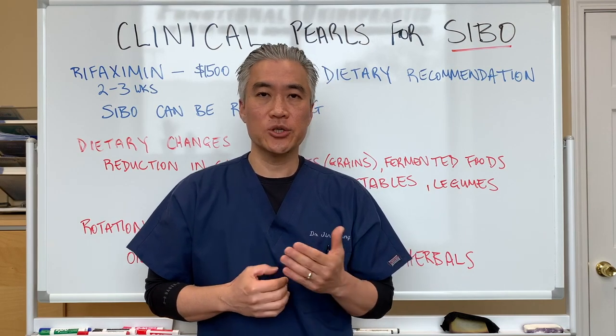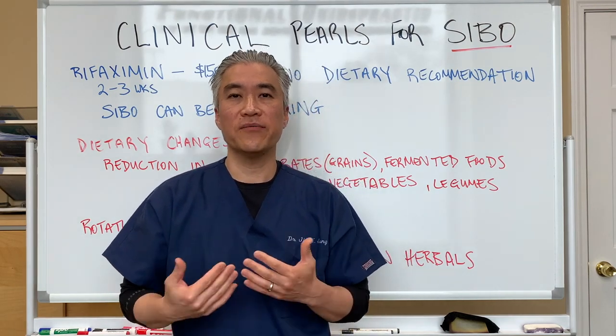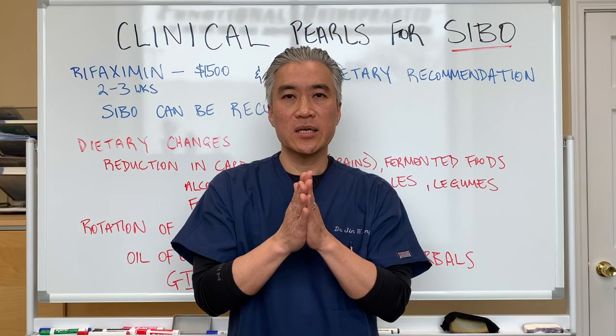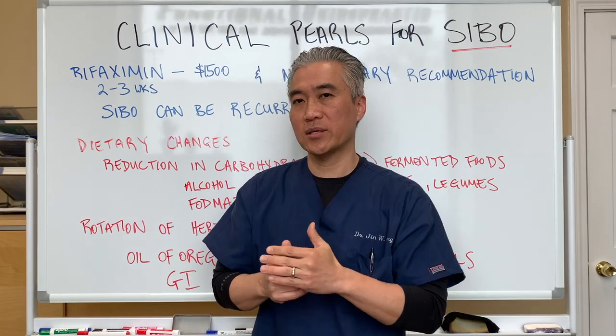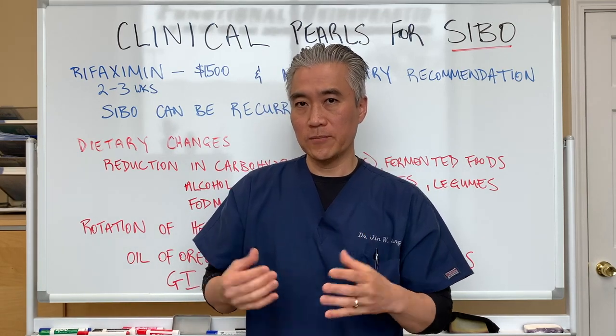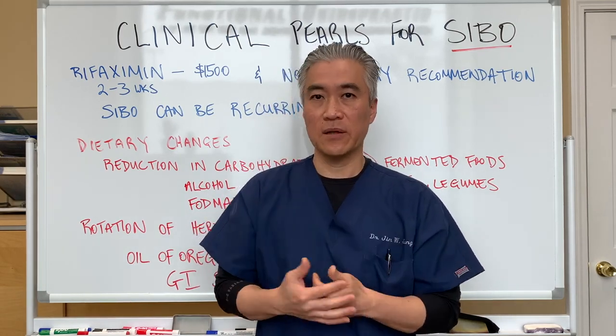Sometimes it can be an issue of the ileocecal valve, the valve that keeps things from flowing backwards from the large intestine to the small intestine and creating overgrowth. So there can be dysfunction of the ileocecal valve.